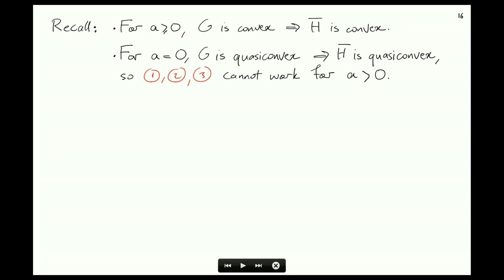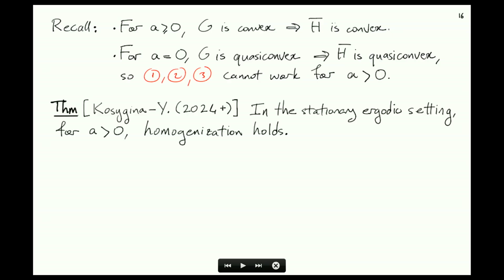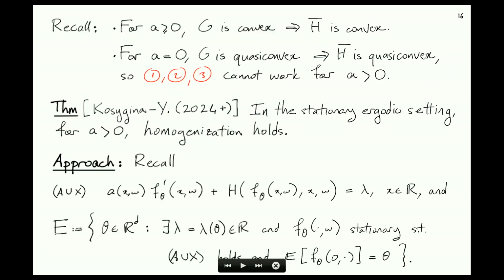So then we went back to the drawing board, and we were able to prove homogenization in the stationary ergodic setting for A positive without imposing any hill-valley condition whatsoever, so it includes the periodic case as well. We proved homogenization. Okay, so what did we do? How did we do it? So the approach is very soft.